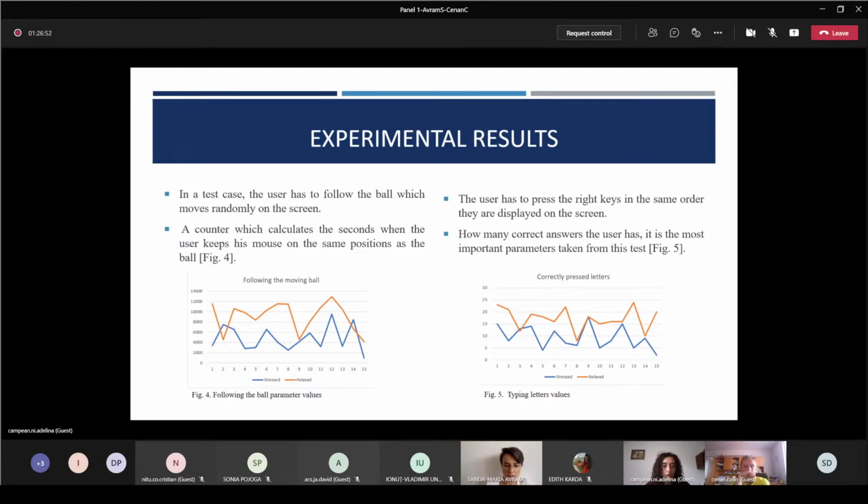And on figure 5, the y-axis represents the number of correct answers the user has, the correctly pressed letters. And on the x-axis? On the x-axis is the number of tests. It was 15 tests on each test. Okay. Thank you. Thank you.